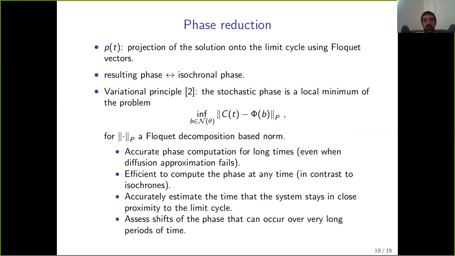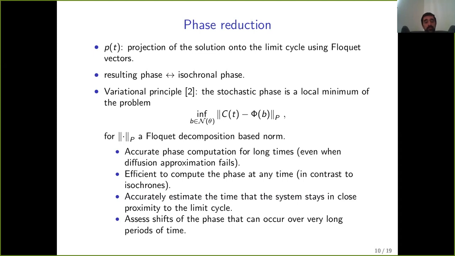Okay, so in this work we use an approach developed by Bressloff and Maclaurin, which is a variational principle. It is the way we compute the transversal perturbations, by projecting the solution onto the limit cycle using what are called Floquet vectors, and the resulting phase is equivalent to the isochronal phase. But it has certain advantages to use this variational approach: the phase of the stochastic process is the solution of a problem that minimizes the difference between the limit cycle and the stochastic process, in a certain norm defined by the Floquet decomposition.